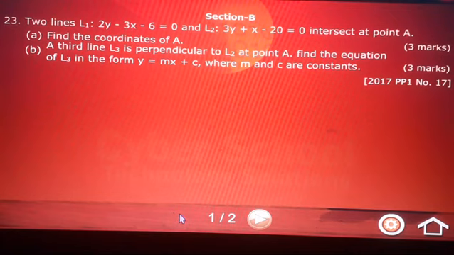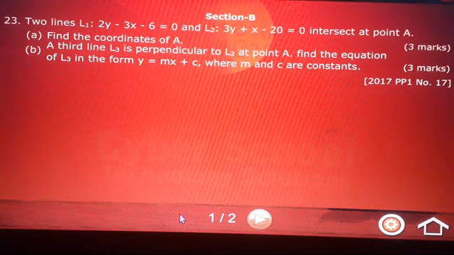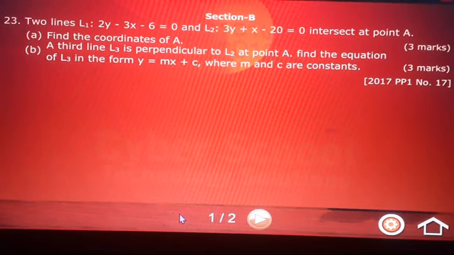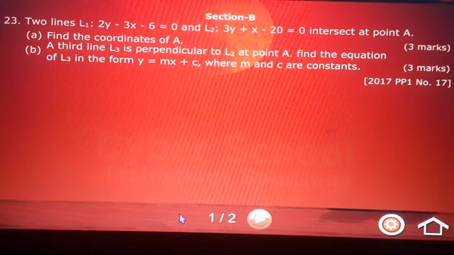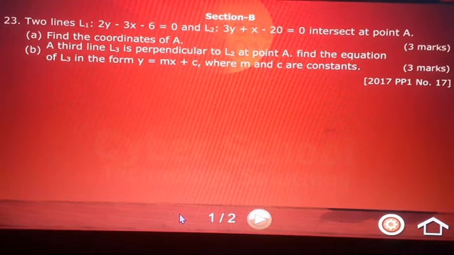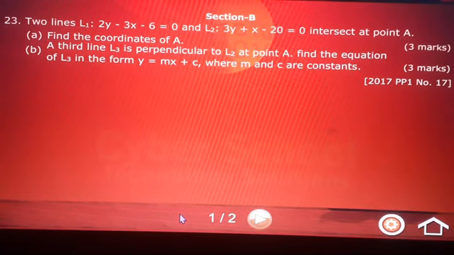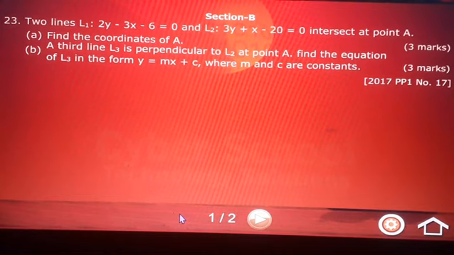Equation of a straight line. We have been given a structured question worth 10 marks. Two lines, L1: 2y minus 3x minus 6 is equal to 0, and L2: 3y plus x minus 20 is equal to 0, intersect at point A. Find the coordinates of A.